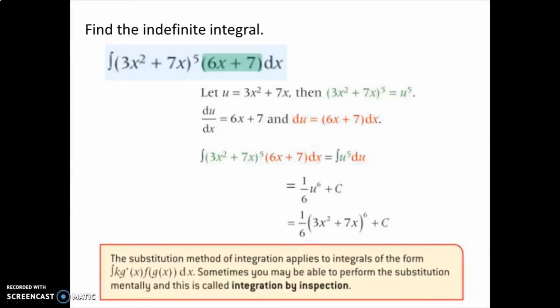Okay, let's take a look at another one. And by the way, when you just look at it and don't do the substitution, we call that integration by inspection. You see the derivative, and then you just go for the integral. If you want to use u substitution, sometimes it's more helpful for sure.